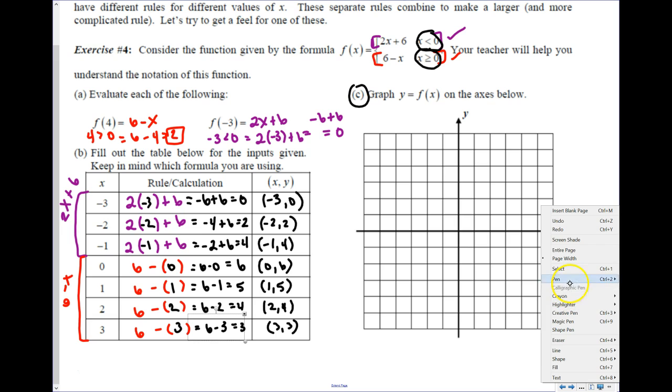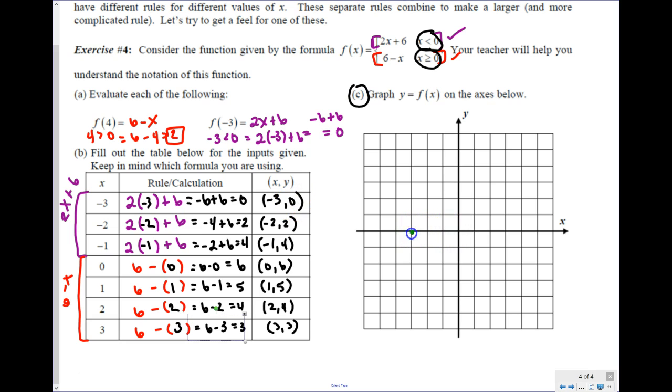So I've created my points, and now I have to do letter C, which says now graph it by plotting them. So I'm going to use my green color, like I've been using for graphing, and I'm going to start at the first point, which says -3, 0. So I'm going to go to the left 3, and up or down 0. That's this point right here. The next point is -2, 2, so I go over 2 and up 2. -1, 4, I go over 1 and up 4.